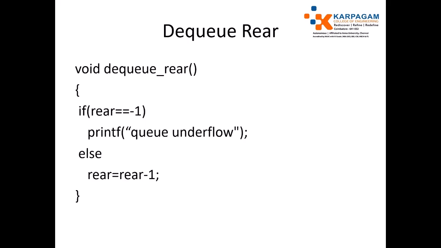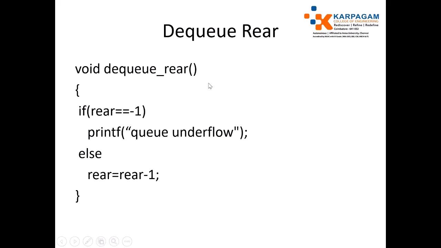Next, we have a specialized deletion operation called Deque rear. Usually in linear queue and circular queue, we do insertion at the rear end only. But here we are dequeuing, that is, deleting at the rear end position, which is used in input restricted queue.